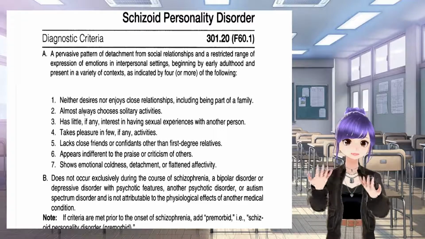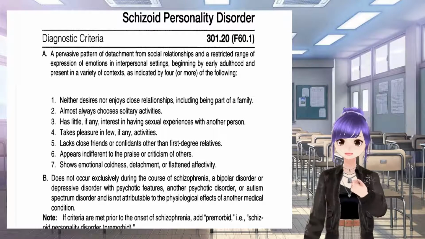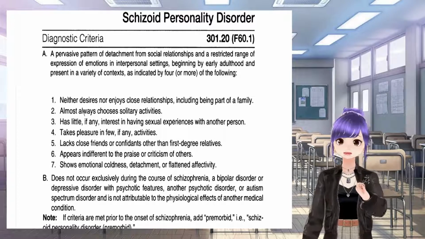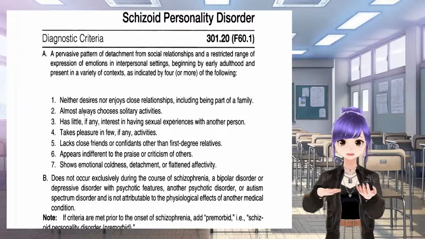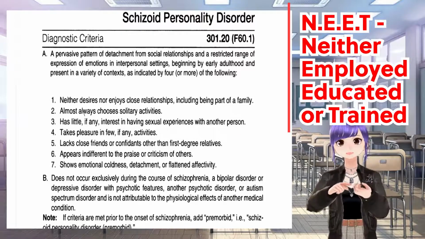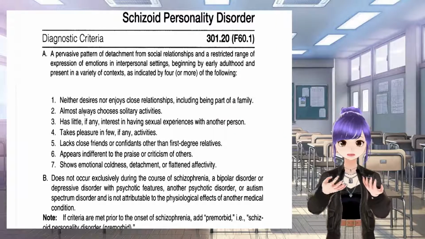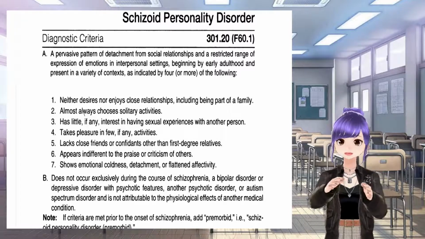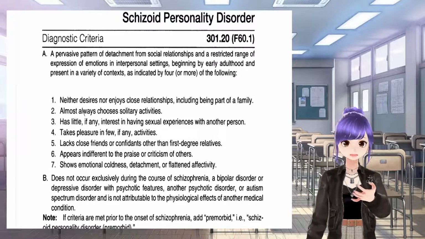But of course, we also take into consideration whether they fit into the general personality disorder plus the schizoid personality disorder before we can diagnose. So we also have the term called NEET, N-E-E-T, which is neither educated, employed, nor trained. These people are what we call social recluses. So they stay at home and do stuff solitarily. So we must also take that into consideration.